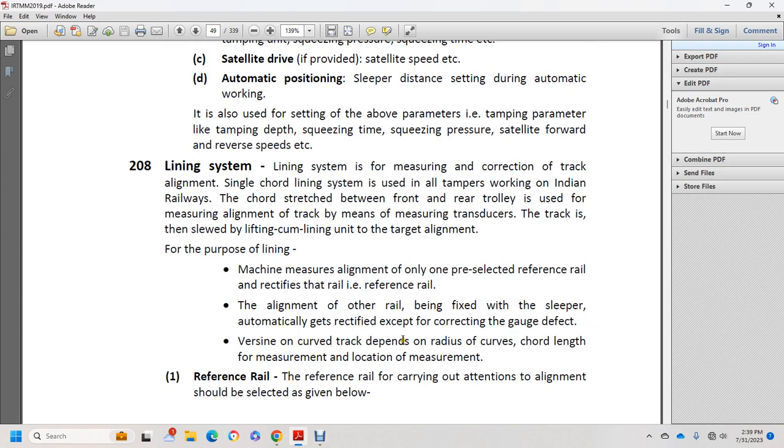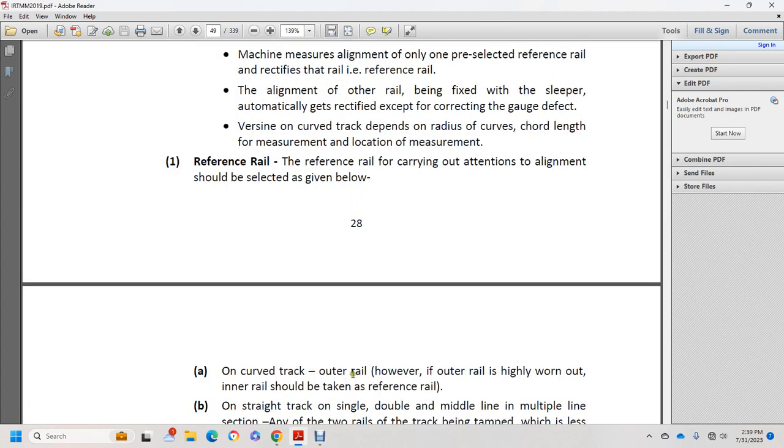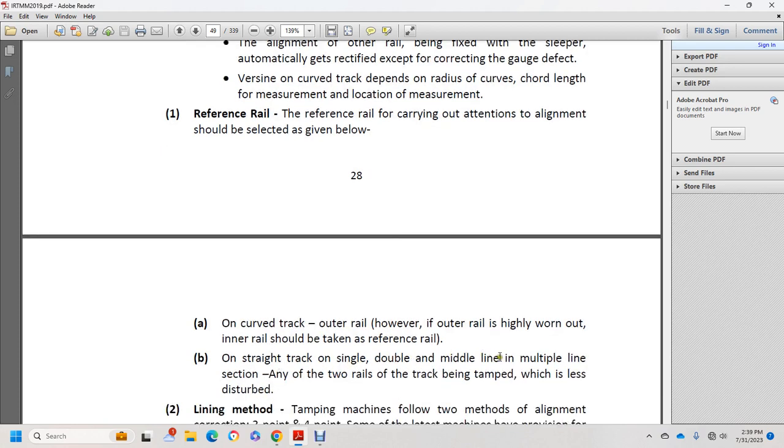Versine of the curve track depends on the radius of the curve, the chord length, and the measurement location. The reference rail should be selected as given below. On curved track, where the outer rail is highly worn out, the inner rail should be taken as the reference rail. On straight track, with single, double, or middle lining, multiple line sections, and two rail tracks, the track may be tamped, which is left undisturbed.